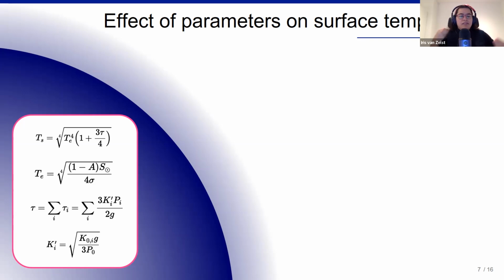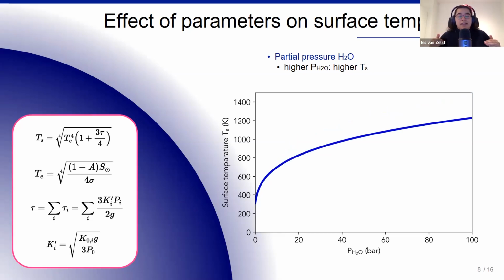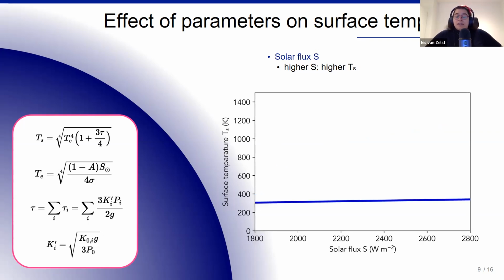So to get some feeling of how these parameters influence the surface temperature, I just plotted it up to get some intuition. So the partial pressure of carbon dioxide affects the surface temperature like this, very intuitive. More carbon dioxide, you get a higher surface temperature. The same is true for water, although it has a slightly lesser effect. And then we have the solar flux, which may have changed a bit during the 4.5 billion years of evolution of Venus. But in our model, as we can see in these equations, it doesn't really affect the surface temperature a lot.